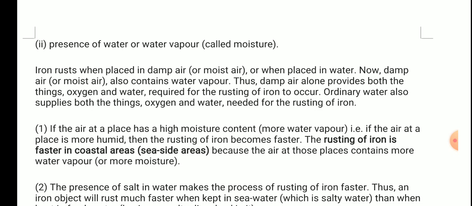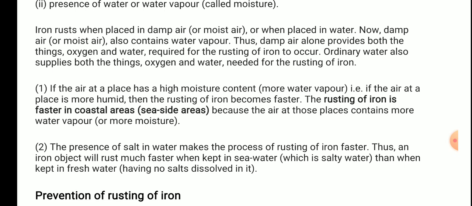Okay, again see, iron rusts when placed in damp air. So why damp air? Because it contains water vapor, and oxygen is present in the surroundings always. Okay, and ordinary water also supplies both the things, that is oxygen and water, that is needed for the rusting of iron.